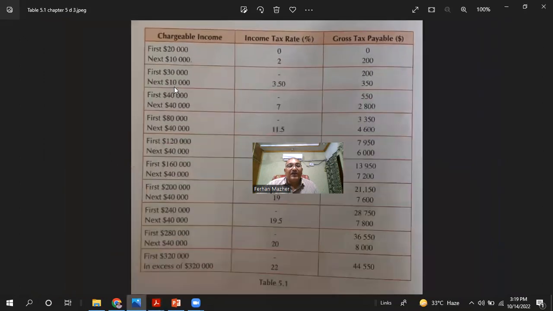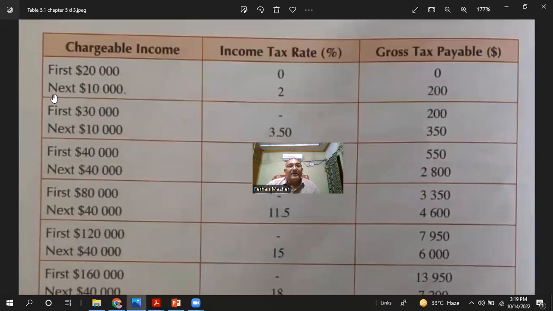This is table 5.1. On the first $20,000 there is no tax. So how much money is left? You have $25,400, and on the first 20,000 there is no tax. So how much is the remaining income? That is 25,400 minus 20,000, that is 5,400. On that 5,400, the tax will be how much? 2%.